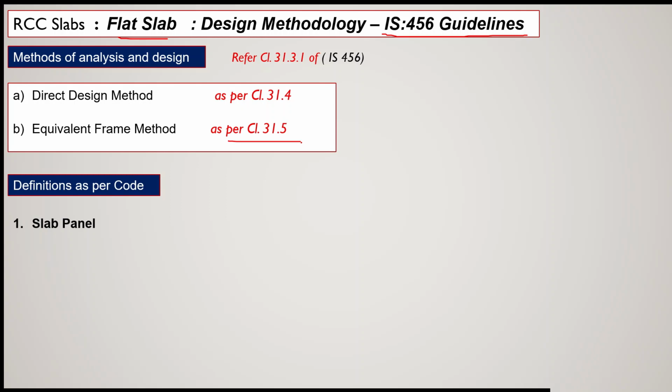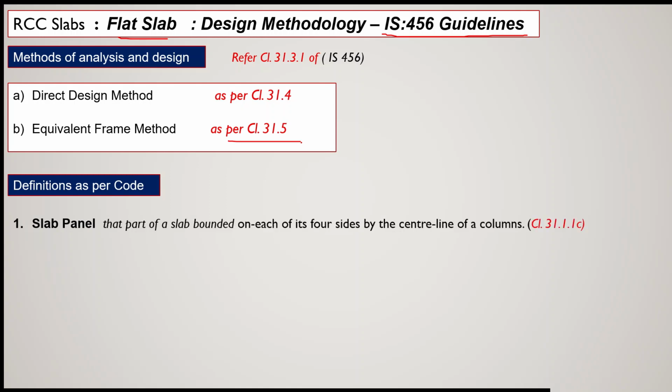Now in the first figure we have gone through that there may be a flat slab. So a flat slab may have a number of spans, not a single span, and there may be a number of columns. So first of all we have to understand what is the meaning of slab panel. As defined in clause number 31.1c, slab panel is part of the slab. Now it is not the whole slab, it is part of the slab bounded on each of its four sides by the center line of the column.